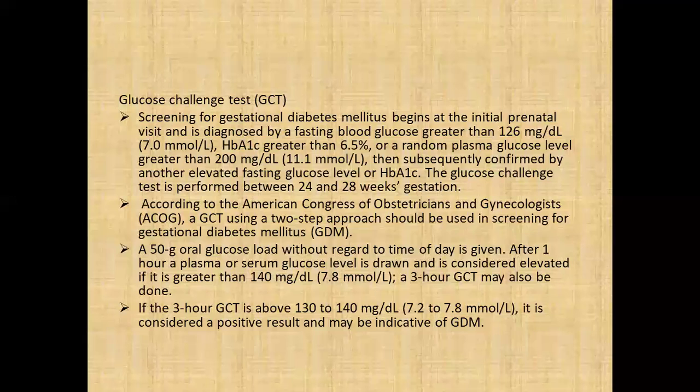So if a woman comes, we will determine which of them. So we know fasting, you need to fast before we can do that. So let's say the woman comes, likely we are going to do random. So if we do the random for that woman at the initial visit, and the random is more than 200, it's a red flag for that woman. So that woman is told to come back at 24 to 28 weeks for the confirmatory test to be done. So for the confirmatory test, we use the glucose challenge test.